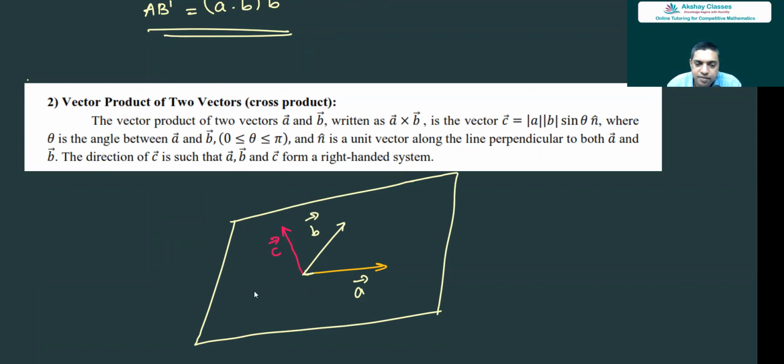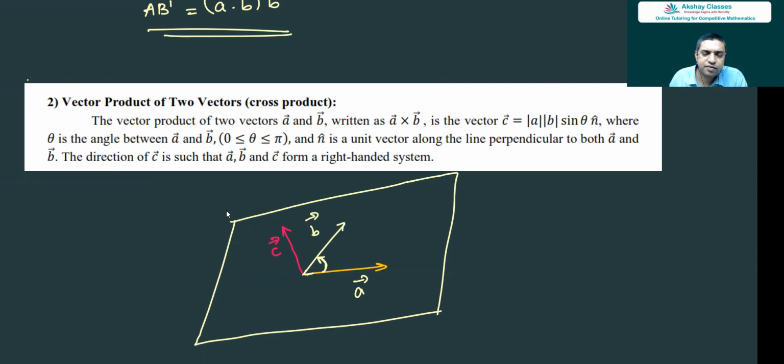perpendicular to the plane, such that it follows the right hand thumb rule. What is the right hand thumb rule? If we curl our right hand fingers from the first vector to the second vector, the index finger, middle finger, ring finger, and the little finger, if we curl these four fingers from A to B, the direction of the right hand thumb will give you the direction of the cross product.